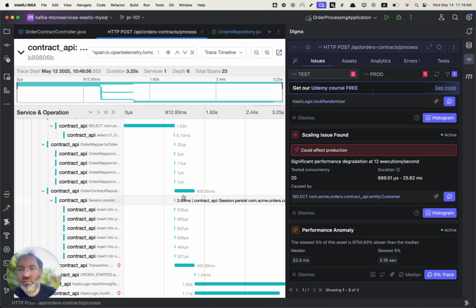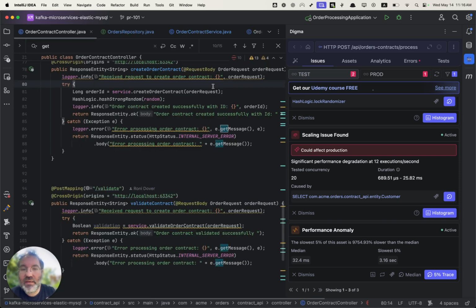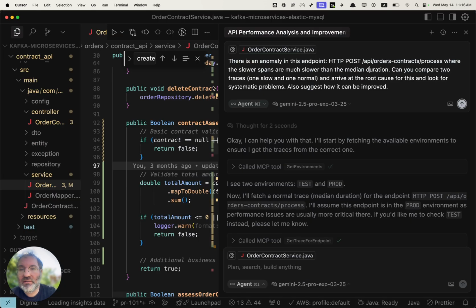This is great information, and I can actually use Digma's sampling to show me what a slow trace looks like and what a fast trace looks like, but why do all of that work when I can actually ask the agent to look for something more systematic.